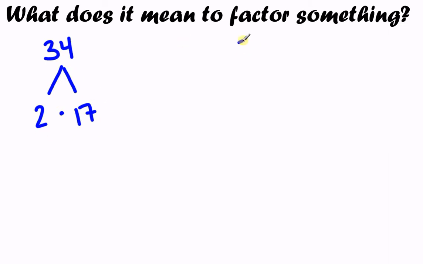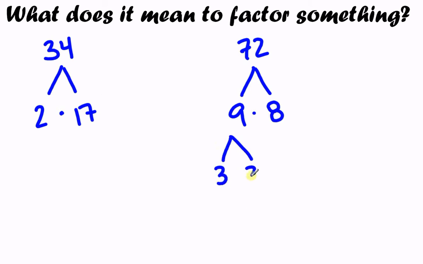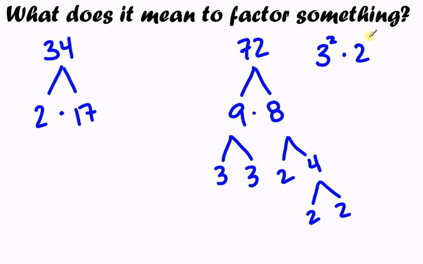You can do the same thing with bigger numbers, like 72, for example. That splits into 9 times 8, and you can go a little further with those. 9 is 3 and 3, 8 is 2 and 4, and then that's another pair of 2's as well. So the fastest way to write this would be 3 squared multiplied by 2 cubed. But this is the same idea. You're breaking a number down into its smallest multiples, and that's what a factor means. It's just what multiples go into that value.